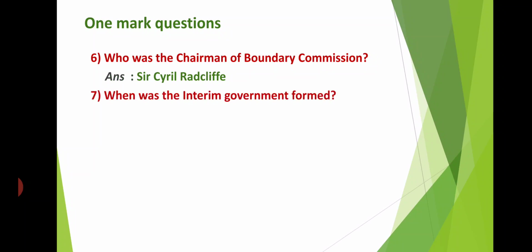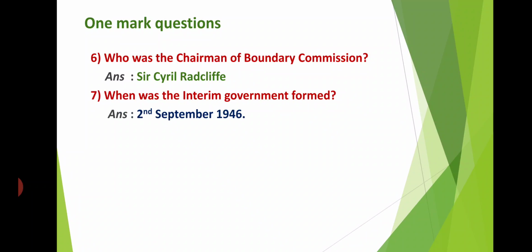And the seventh one is, when was the interim government formed? Okay, I already talked about that. The main factor of the first unit is the interim government. So the question is, when was the interim government formed? The answer is 2nd September 1946.